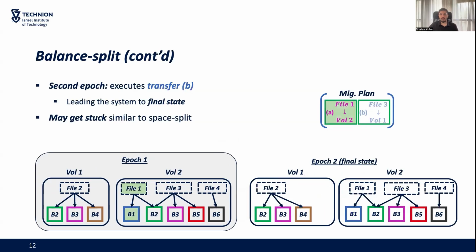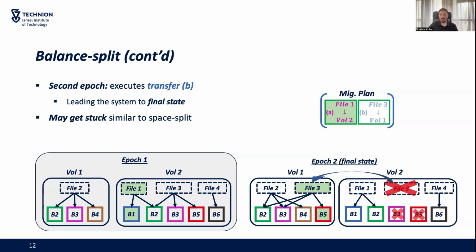In the second epoch, it is still possible to continue and execute the transfer of file 3 to volume 1 at the cost of another block, reaching the desired final state. In this example, it didn't get stuck like space split, but it may also get stuck and yield worse results.